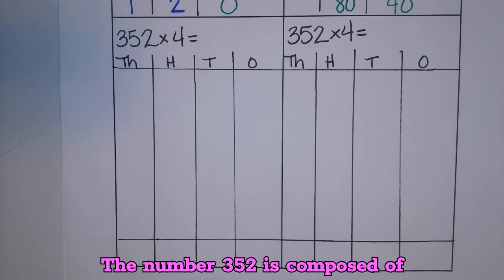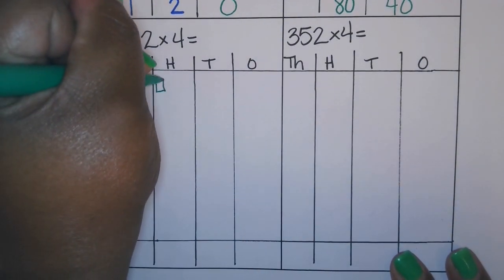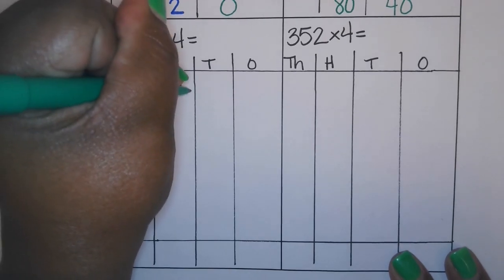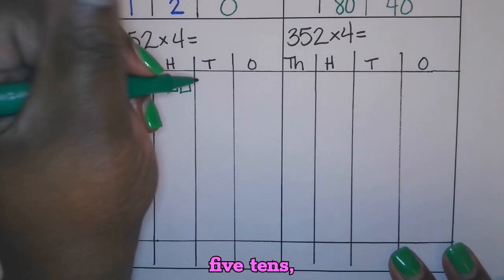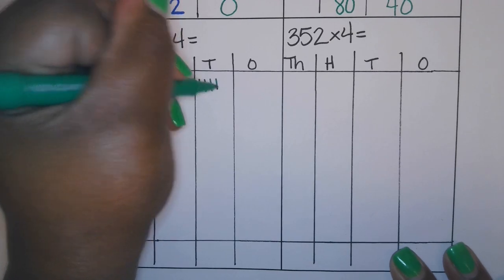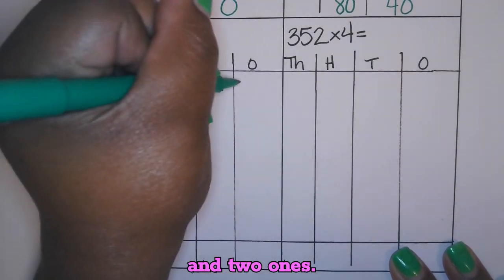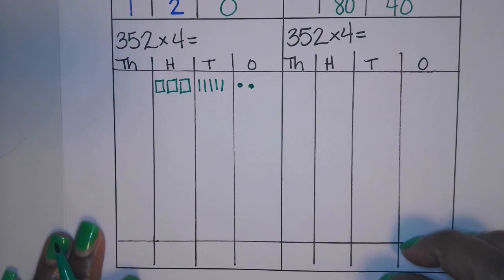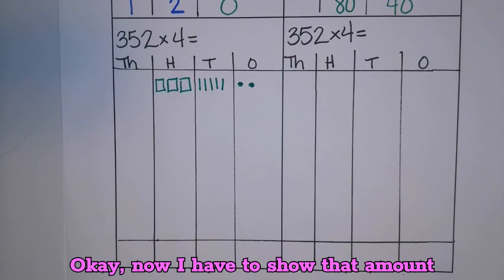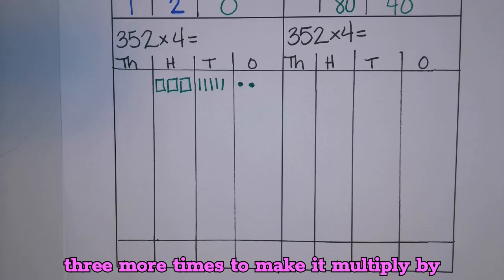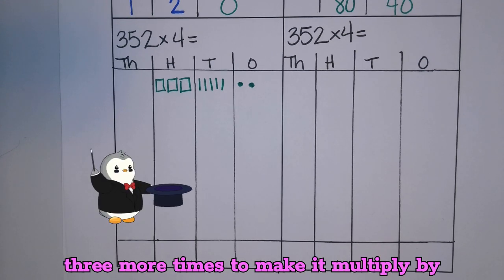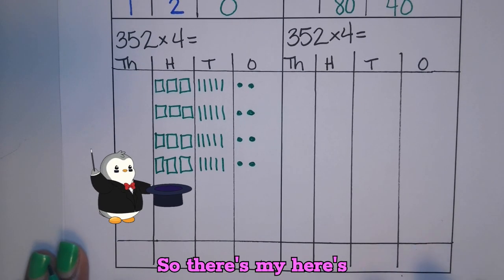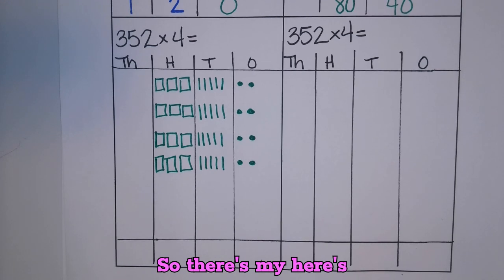The number 352 is composed of 3 hundreds, 5 tens, and 2 ones. Okay, now I have to show that amount 3 more times to make it multiply by 4. So here's my 352 times 4.